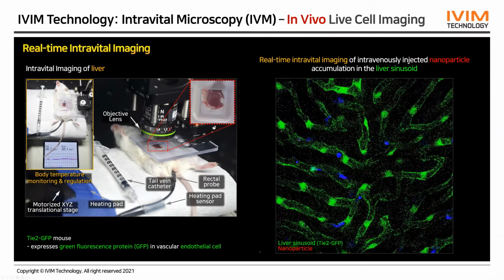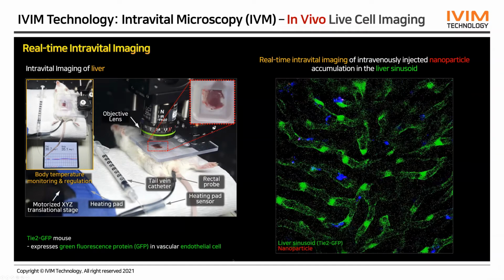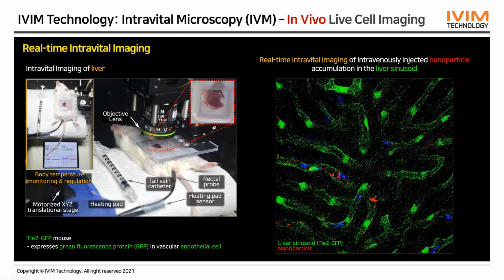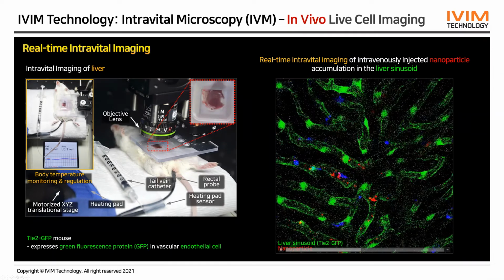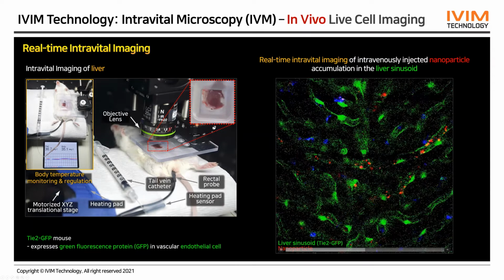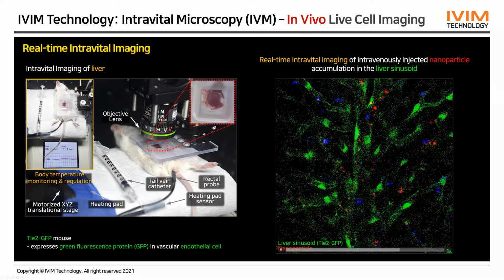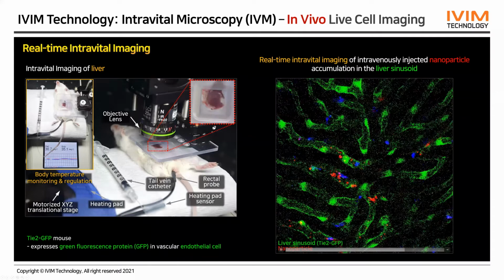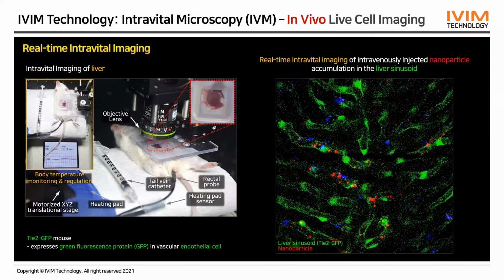And then you can see the intravenously injected nanoparticles inside the liver sinusoid, as you can see in this video. You can see the flowing nanoparticles in the liver sinusoid, and the nanoparticles attach to the liver sinusoidal endothelial cells in real time. This is just a 20-second real-time video obtained from the liver right after the injection of the nanoparticles.